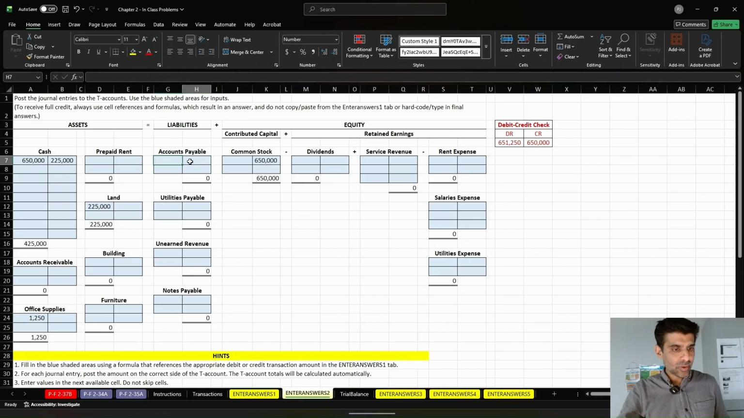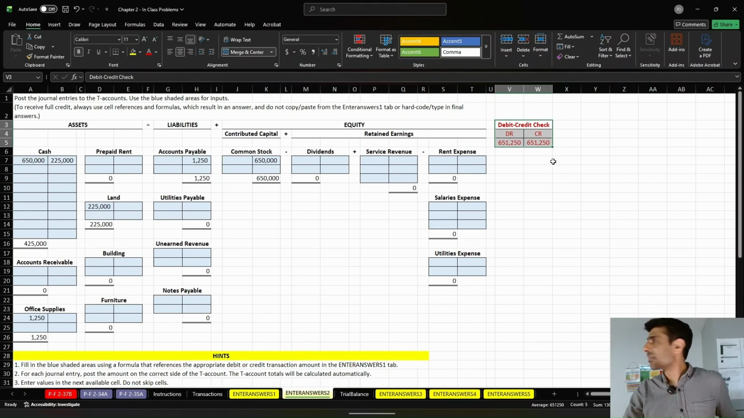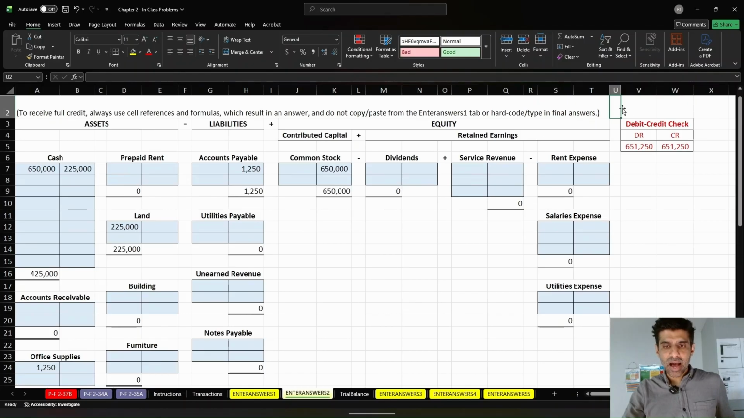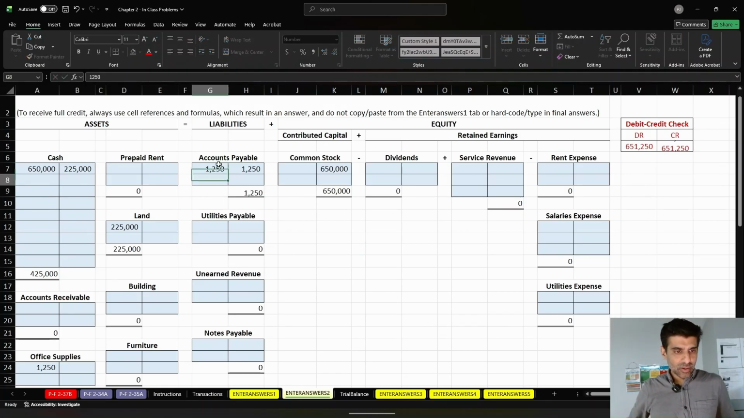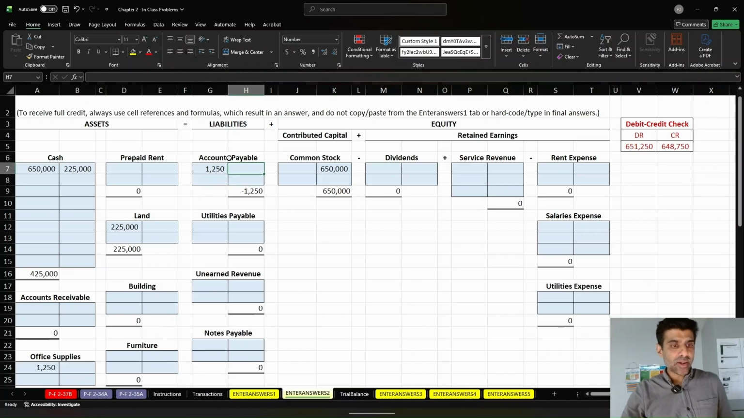And then where is it? Accounts payable, credit. Okay, so you can see here in this little debit credit check, we're balanced. Right? This little corner right here, you can see that we have a balance. If I had messed up, okay, let's say I'd put the credit to accounts payable incorrectly, you could see that it would have thrown this balance off, right? So this spreadsheet is set up in a way to help you avoid a mistake.